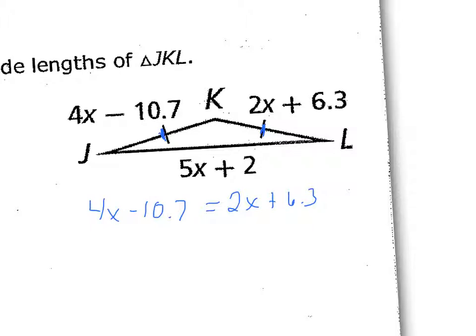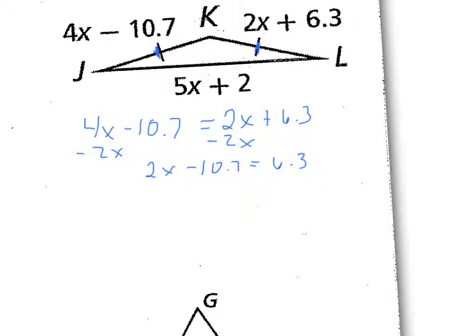So let's go ahead and do that by subtracting 2x on both sides and reducing. So we would have 2x minus 10.7 equals 6.3. And then, of course, we would want to go ahead and finish up that equation. So 2x would equal, what is that, 17? And then divide each side by 2. So x would equal 8.5.